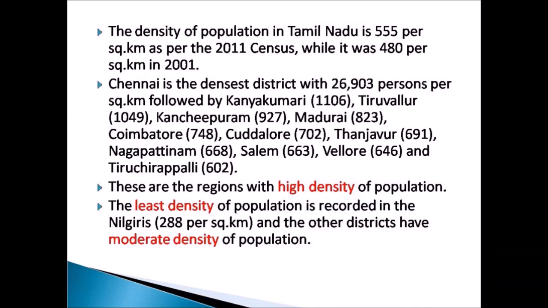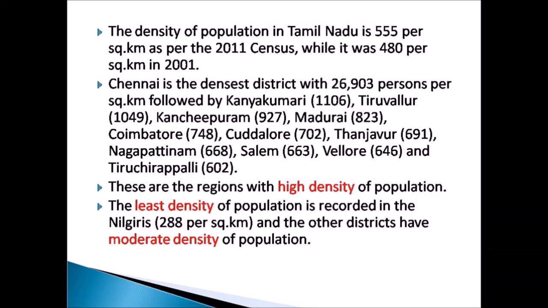The density of population in Tamil Nadu is 555 per square kilometer as per the 2011 census, while it was 480 per square kilometer as per the 2001 census. Tamil Nadu ranks 12th among the Indian states in population density. The national average density of population as per the 2011 census is 382.